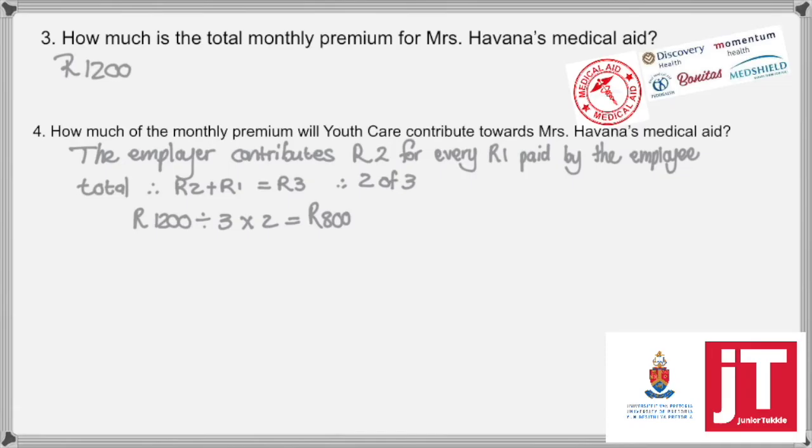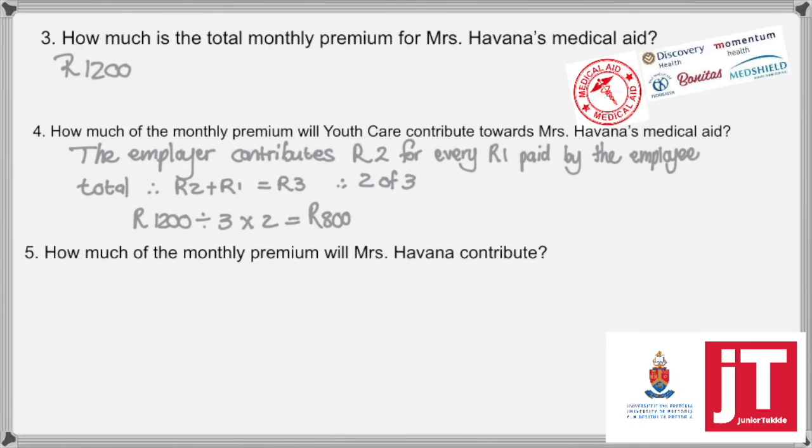monthly medical aid. Then, how much of the monthly medical aid will Mrs. Havana contribute? So what is left over? So the 1,200 minus the 800 that the employer already pays. So Mrs. Havana will only have to pay 400 Rand towards her own medical aid.